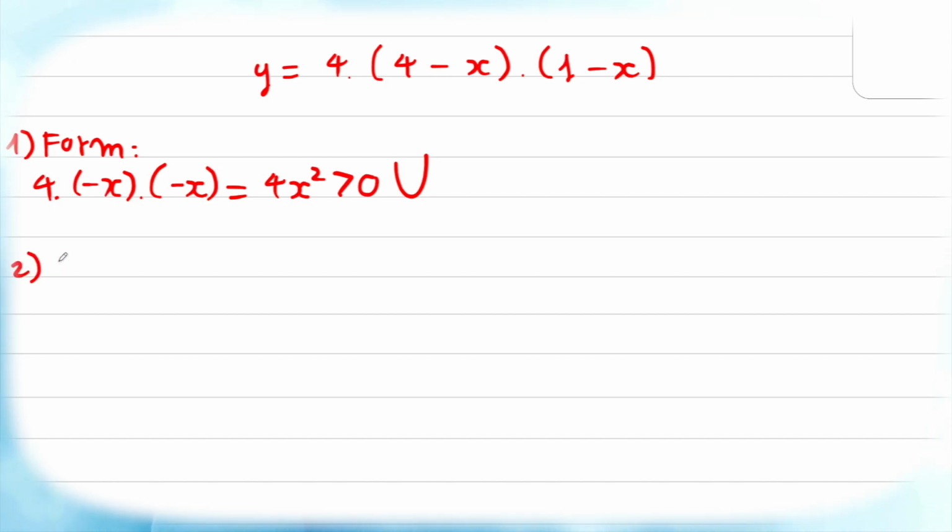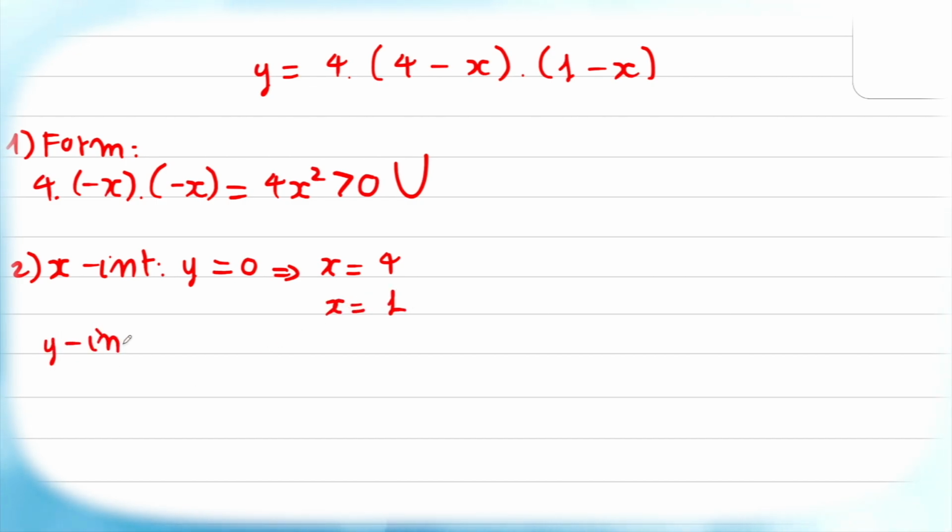And the next step, we need to determine the x-intercept. X-intercept means set y equal to 0. So you got here x equal to 4 or x equal to 1. The next step, we got the y-intercept, x equal to 0. So when x equal to 0, you got 4 multiply 4 multiply 1 equal to 16.